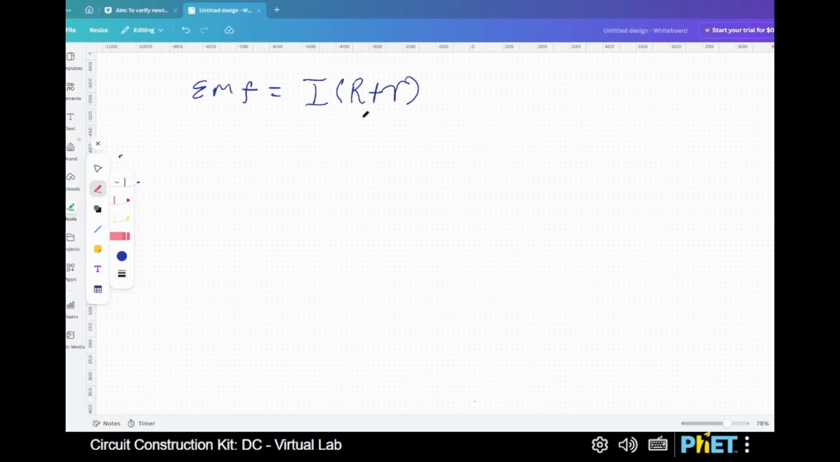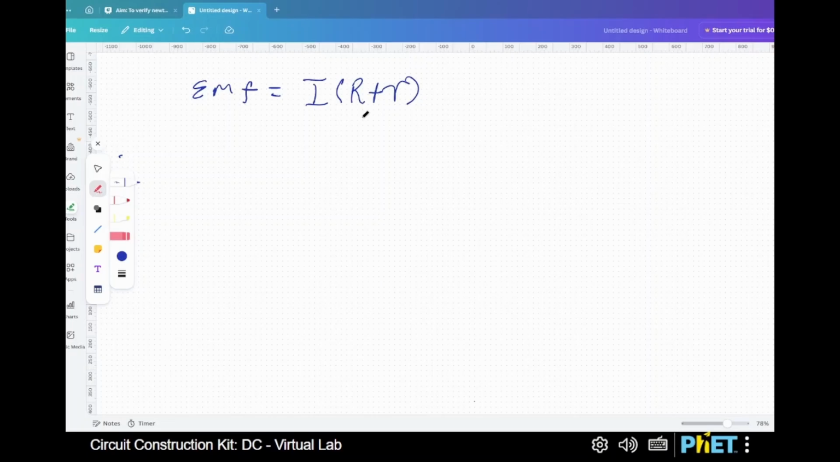Hello, in this video we will look at extrapolation. So we will do linearization and then I will show you extrapolation. The example here is the question of, let's say we want to determine the EMF of a battery and the internal resistance. So that is our experiment.